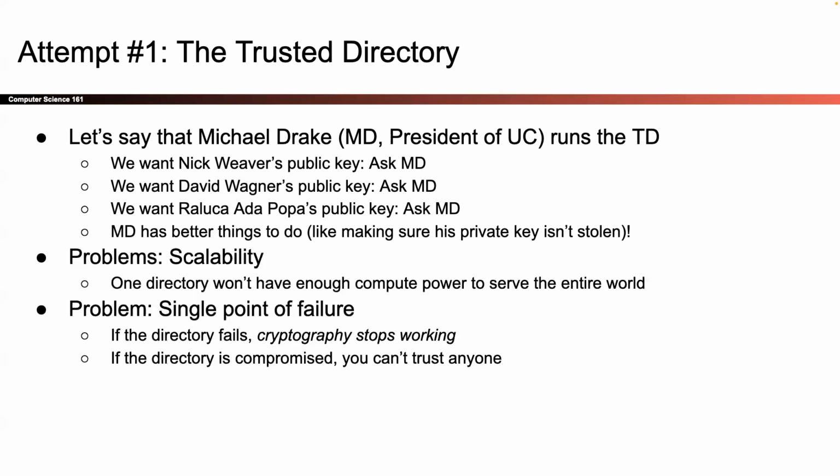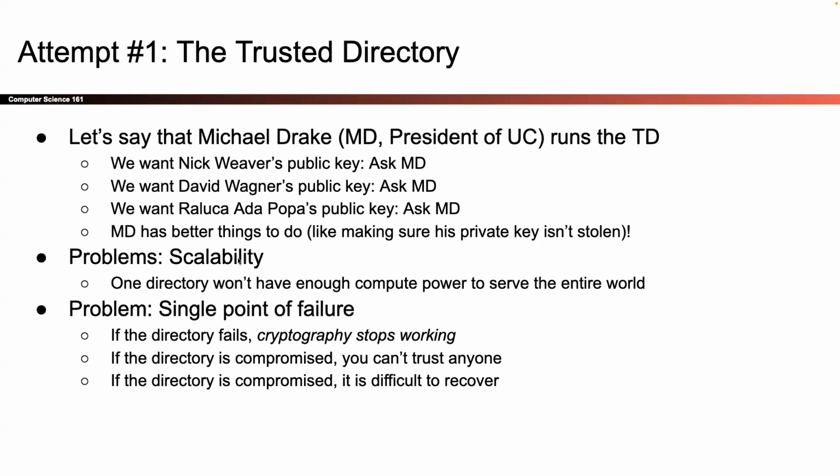And what are some reasons why you might not like it? Well, one reason is like this person is probably going to be very busy. Like if we delegate one person in the world who we trust, and their job is to provide public keys to everyone else in the world, that's kind of a lot of work to put on a single person. Who's going to do that? How do we put all of our trust in a single person?